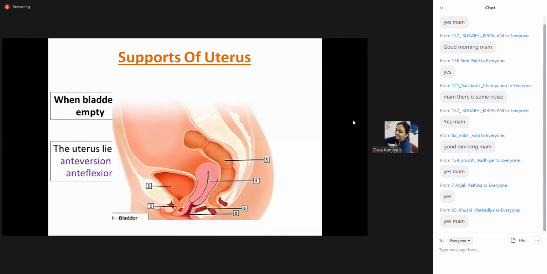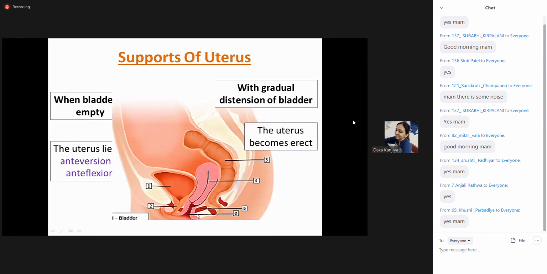But with gradual distension of the urinary bladder with urine, what happens? The body of the uterus lies in line with the vagina in the erect posture, and in this position, there is a chance of the uterus descending down through the vagina, and this condition is called prolapse of the uterus. And that's why we need various muscular as well as fibrous and ligamental supports, which prevent the downward displacement of the uterus in case of a full bladder. So which are the various supports which prevent the prolapse of the uterus?